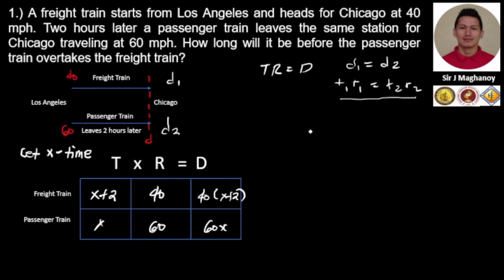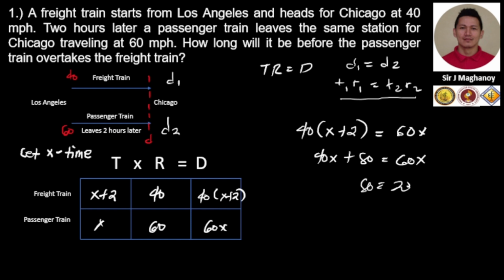Okay, we're going to set up our equation now. We're going to equate both distances. That is 40 times the quantity x plus 2 is equal to 60x. One side represents our freight train, and the other side is our passenger train. Solving for x, that is 40x plus 80 is equal to 60x. We transpose 40x to the other side, that is 80 equals 20x.